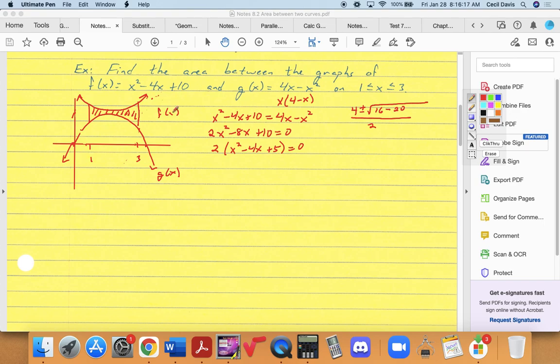So it turns out that f of x is always greater than g of x. And that explains why we couldn't find a point of intersection. There is no point of intersection.